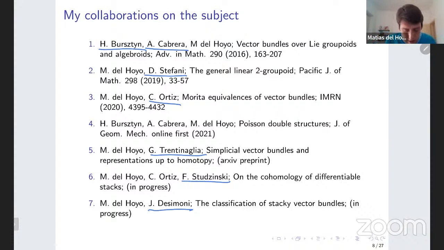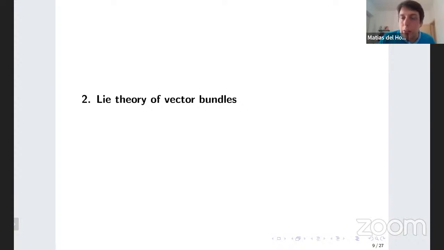So this was just an introduction, to give you an idea of the things I'm going to tell you about. I'm going to tell you about vector bundles over groupoids and their related geometries on Lie algebras and differentiable stacks. Which was already in the title, but this was an extended title. So let's go with more precise definitions.